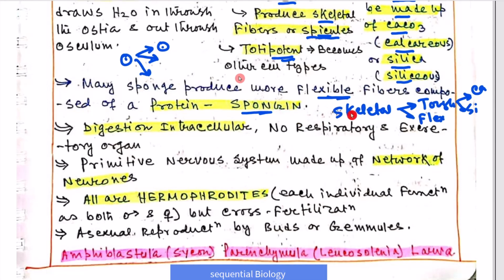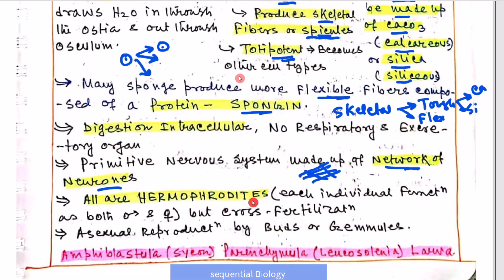You should understand the differences between the flexible spongin fiber and the calcareous and siliceous fibers. Their digestion is intracellular. We have already seen that the collar cell digests the food particle, and the amoebocyte cell also digests food particles, so their digestion is intracellular. They have no respiratory or excretory organs. They have a primitive nervous system made up of a network of neurons. A nervous system can be found in this phylum, but it is primitive and only made up of a network of neurons. Different types of neurons form a network-like structure. This is a very, very primitive nervous system which first evolved in this phylum.